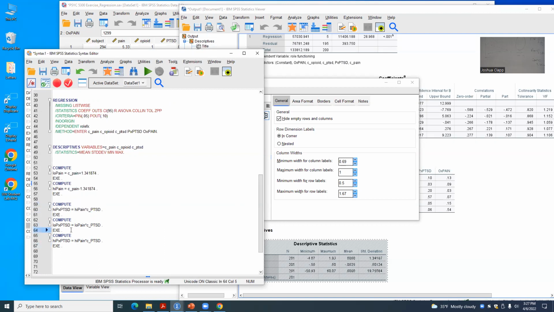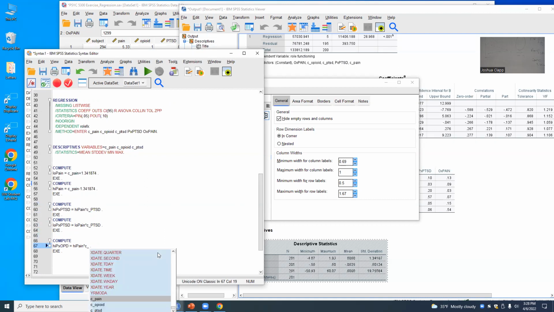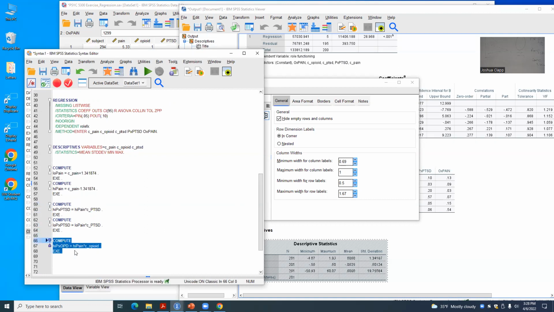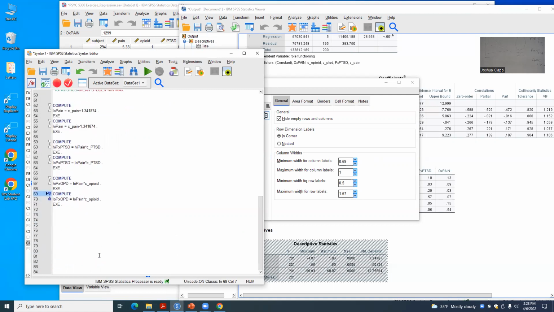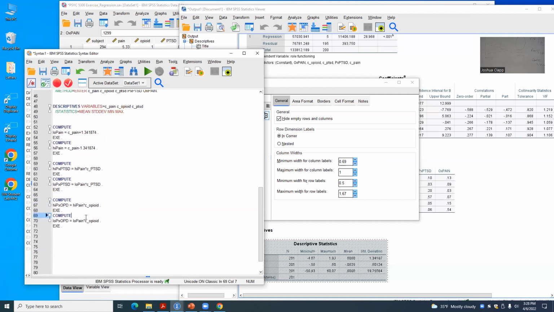Then I'm going to compute high pain times centered opiate use. Paste that in. Then low pain, low pain. And I think that does it. Okay. People see what we've done here?